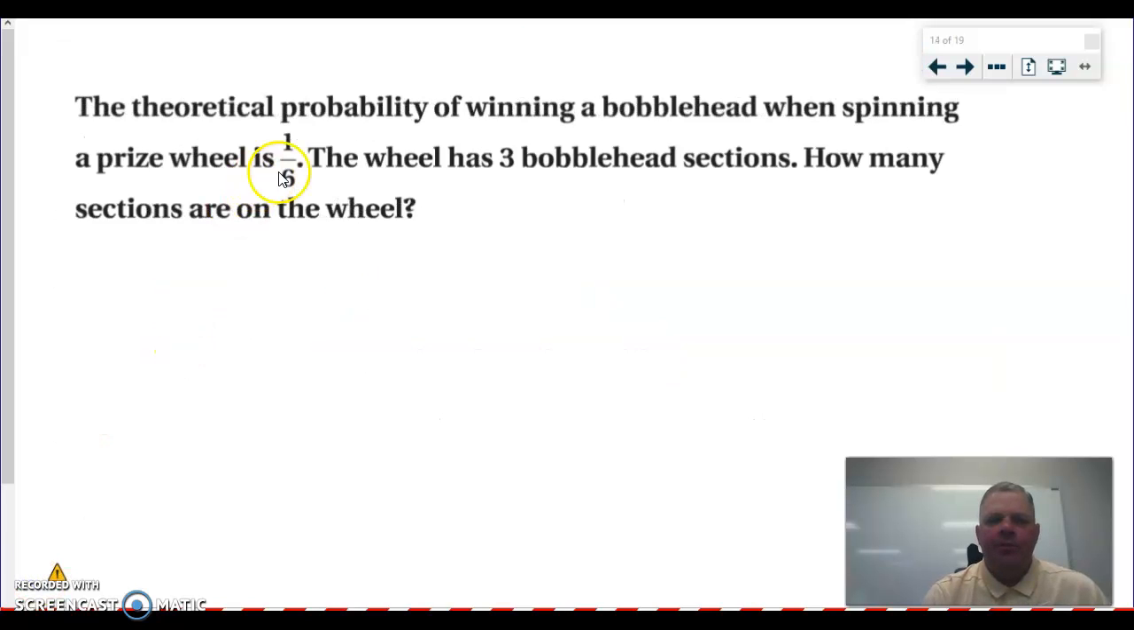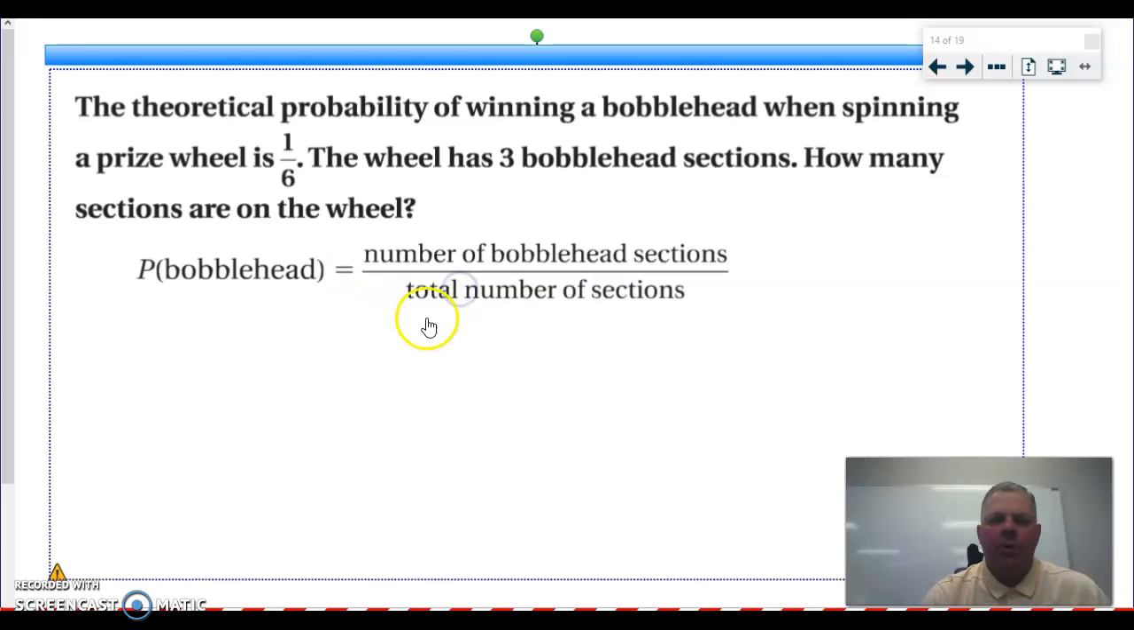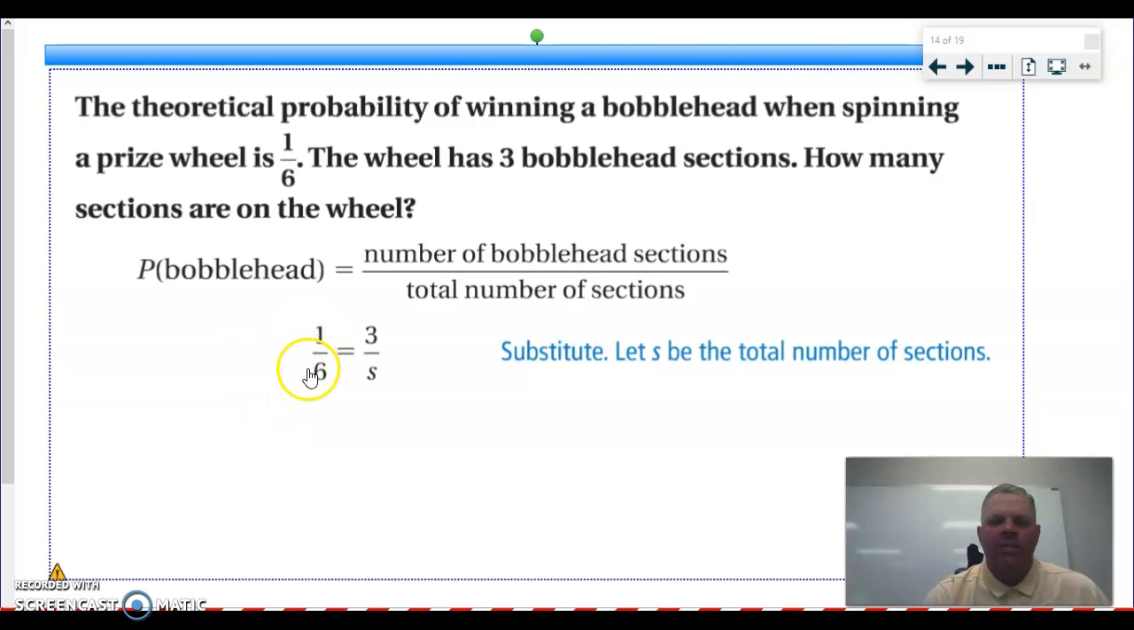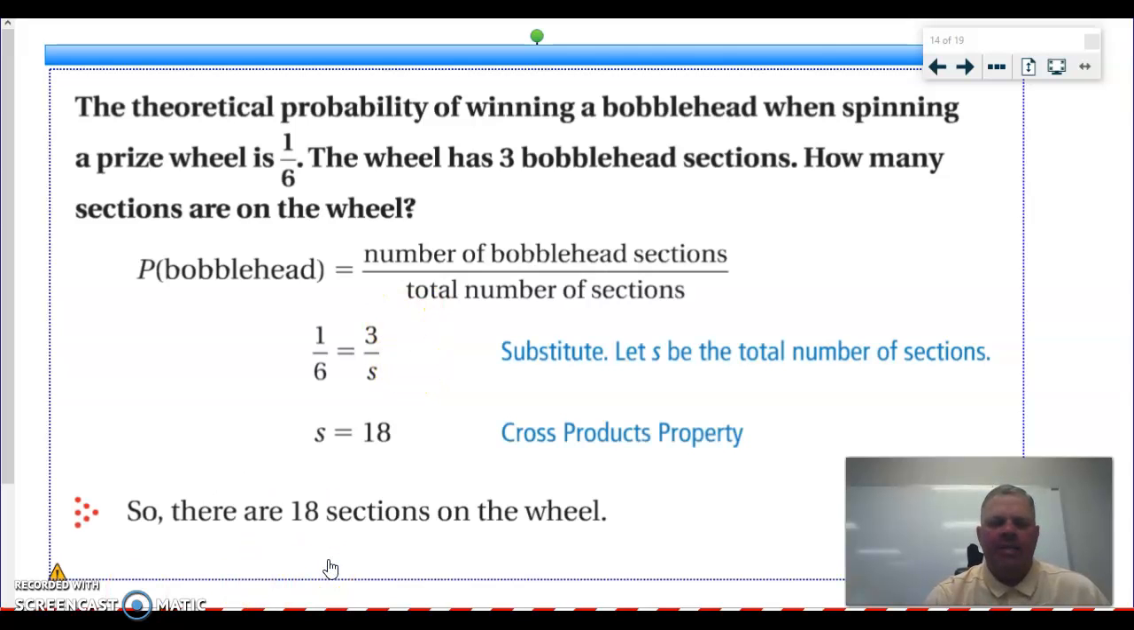In this example, the theoretical probability of winning a bobblehead when spinning the prize wheel is 1 of 6. The wheel has 3 bobblehead sections. How many sections are on the wheel? So we know that it's the bobbleheads over the total. We know that 1/6 equals 3 over S because we don't know how many total sections there are. We can then do our cross multiplying and we get 18 sections on that wheel.